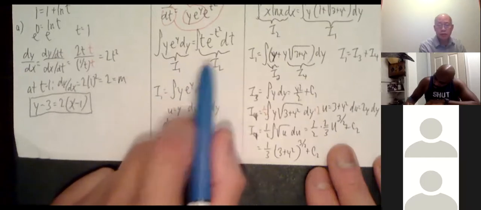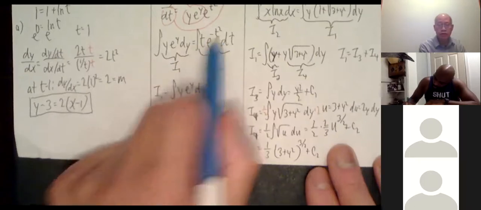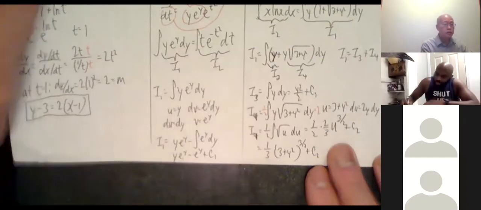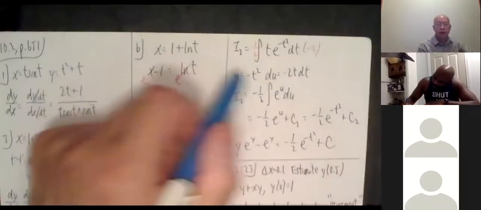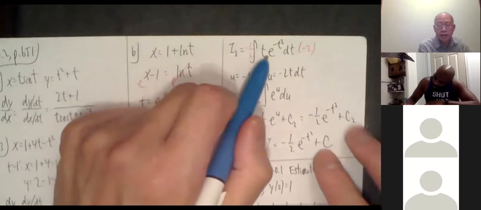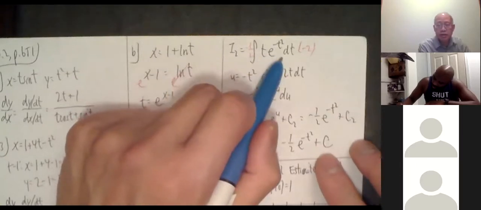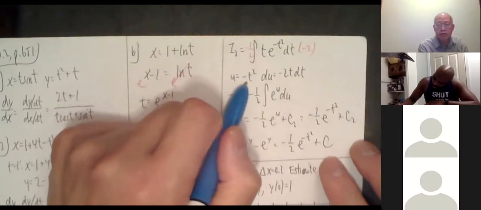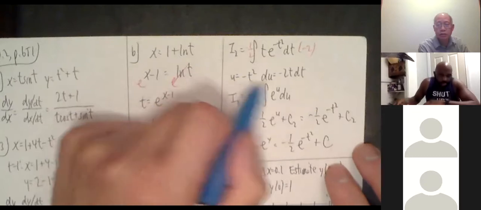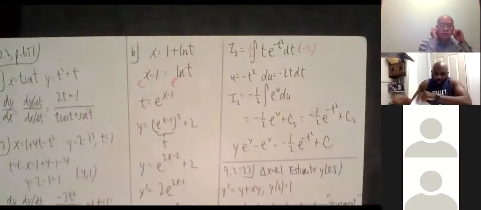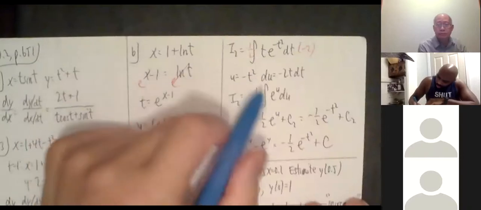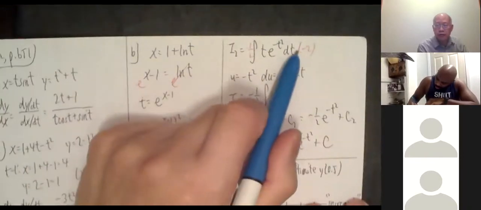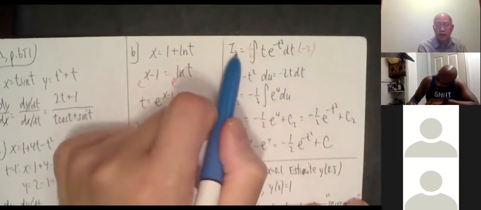Then this one looks like a good regular substitution. The derivative of negative t squared is almost t. I got that over here now. So I2, integral of t e to negative t squared dt. So u equals negative t squared, du equals negative 2t dt. So multiply by negative 2 inside, negative a half outside.